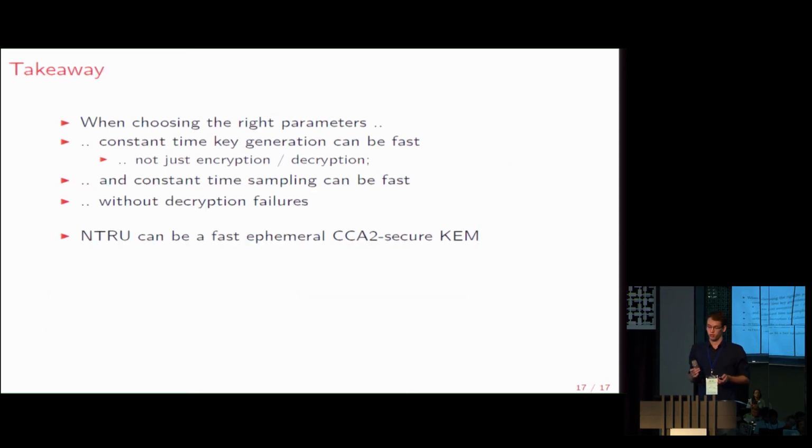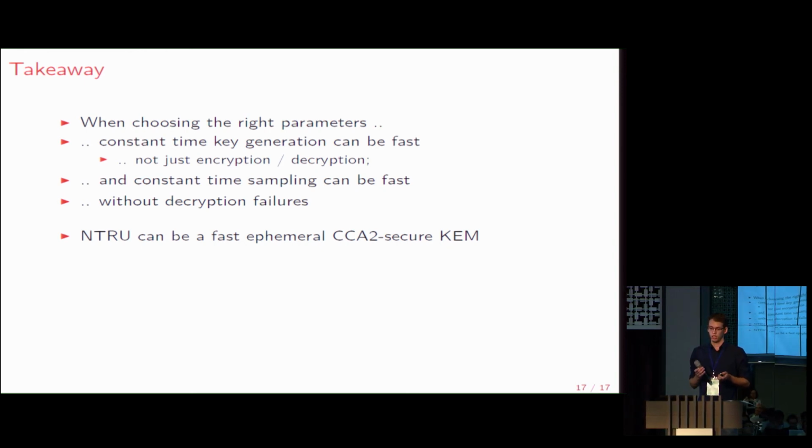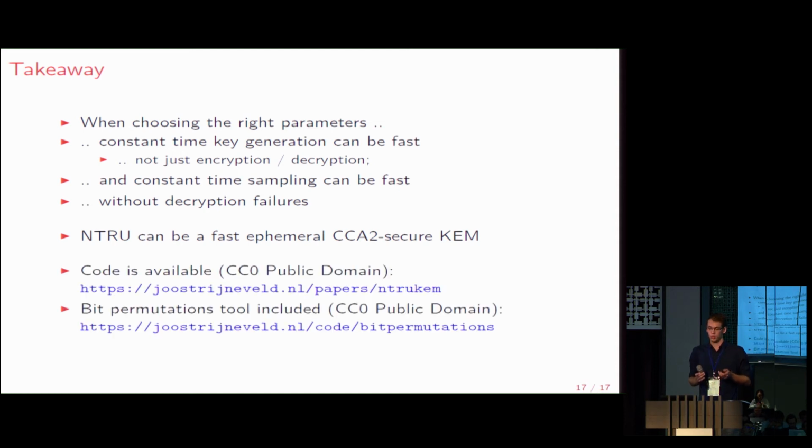But the takeaway is this. Key generation can be fast, it can be easy, there's no need for decryption failures. Everything can be constant time, even in a CCA2 secure KEM context. So yeah, that wraps it up in terms of what you would need to do for NTRU. Code is available, everything is public domain. The bit permutation tool that we wrote, we put it online as a separate tool, so you can also use it if you want bit permutations in a different context. Yeah, so please have a look if you're interested. Thanks for your attention.